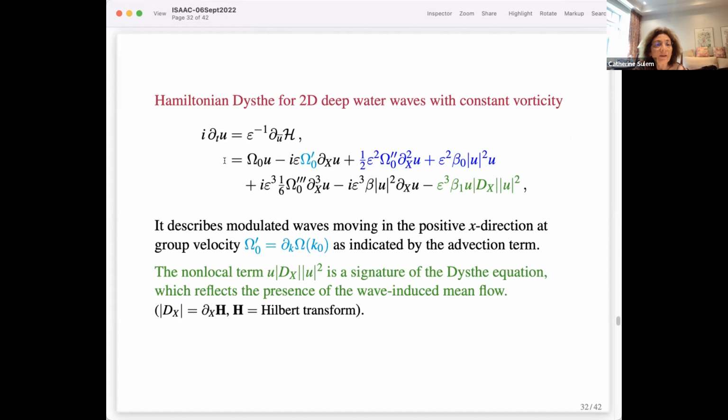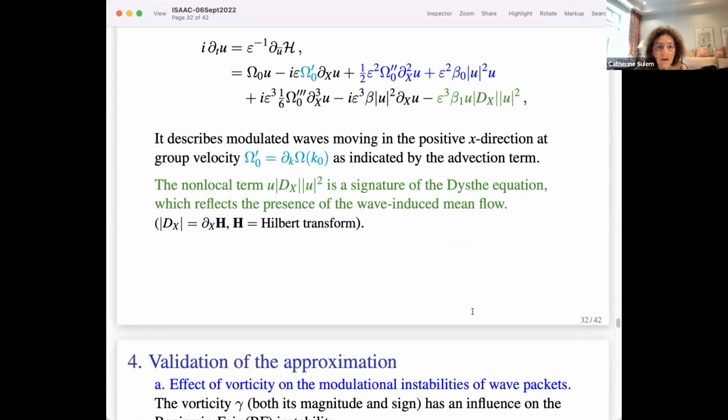So the first line, the second term here, omega, shows the wave moving at the group velocity. This blue term is the usual NLS equation, and the other terms are the additional terms due to the higher order expansion. In particular, the last term in green is the non-local term of Dysthe.